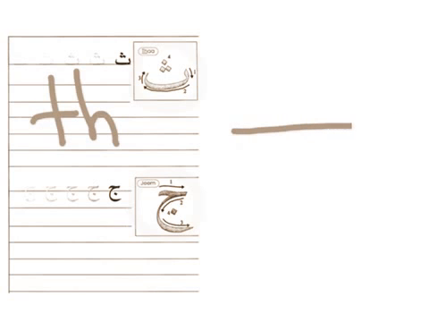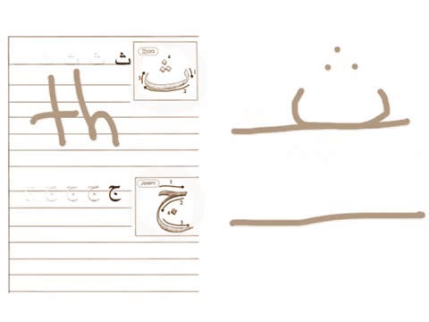So if this is your line, you're going to start about a quarter of the way up the line, go down on the line, and back up. But this time, you're going to put 3 dots in a triangular pattern above the letter tha. Let's try it again. Start above the line, go on the line, and back up with 3 dots.